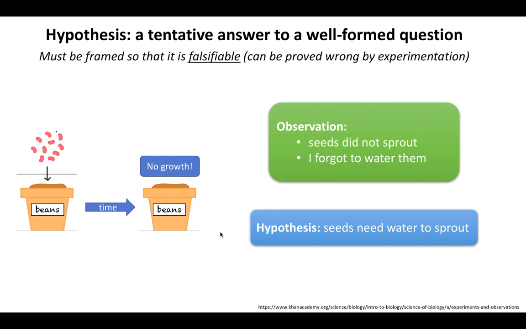The important part of a hypothesis is that it's framed in a way so that it's falsifiable. It's something that can be proved wrong by experimentation. And if you go and take a look back at that reading, they go into really neat examples of how some hypotheses are not actually falsifiable, and so they need to be redefined if you want to address them experimentally.